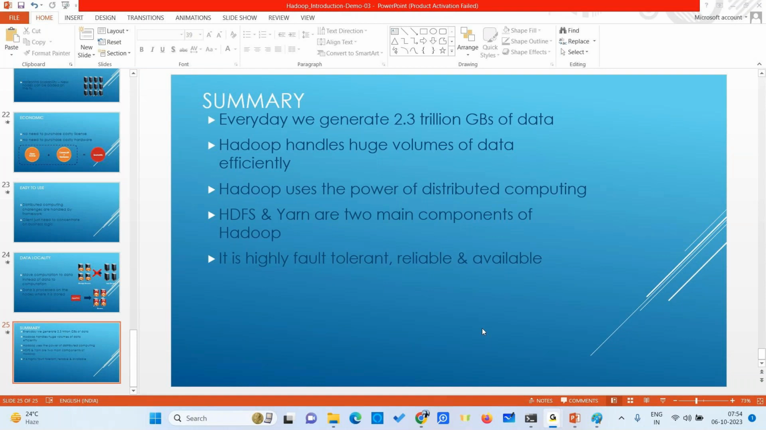Any doubts? If you missed yesterday's and the day before yesterday's classes, that is the fundamentals of data warehouse, data engineering, data engineers' roles and responsibilities, and what is big data, those were all discussed in the previous classes. You can go and check those classes if you missed them. Any doubts?